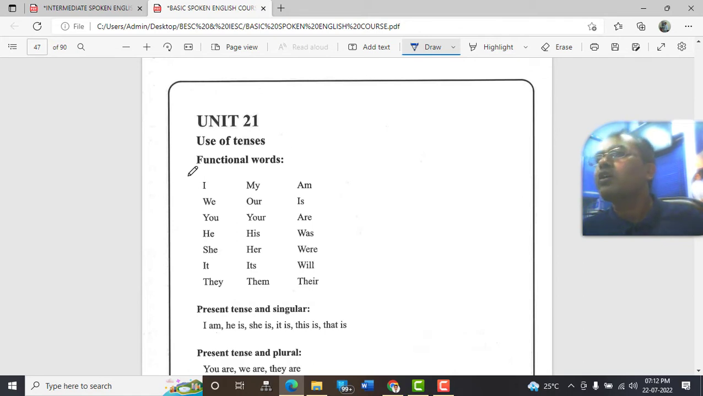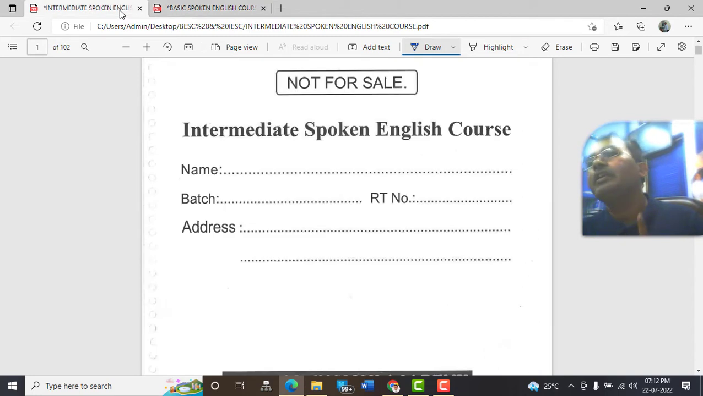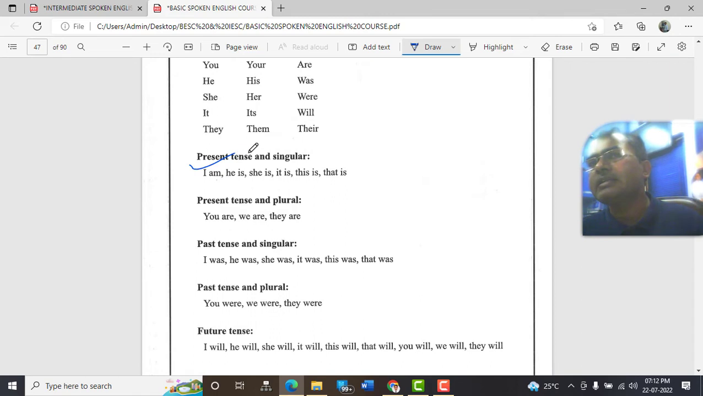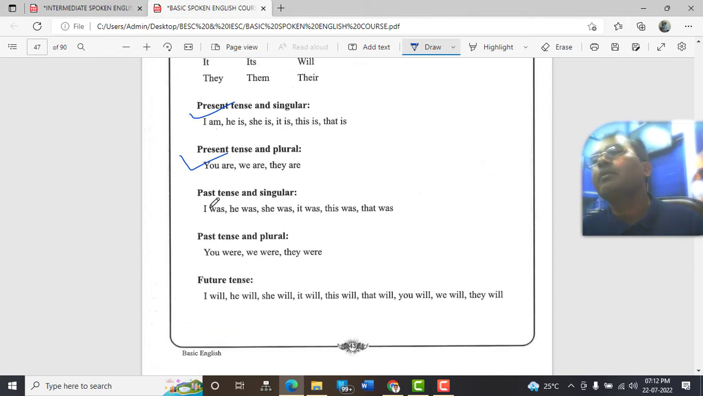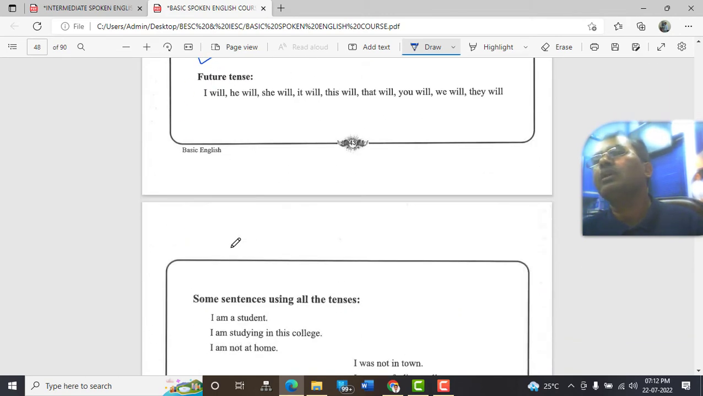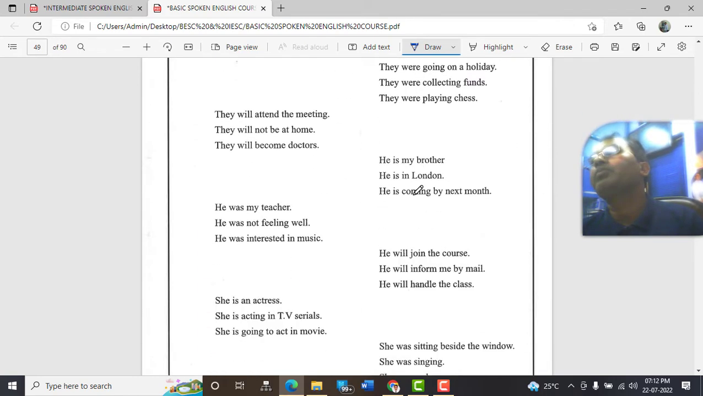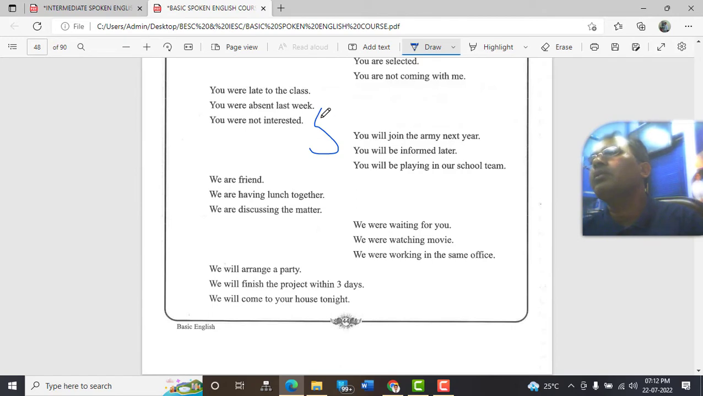Next, we will also talk about tenses here, but we will not go as we went in intermediate. In intermediate we went very detailed. Here we will just simply go present tense singular, present tense plural, past tense singular, past tense plural, future tense singular, future tense plural. Simple way. Some of the sentences using all tenses. We will teach you how to use it properly. Yes, 50% you will know in this, 50% you need to be trained.